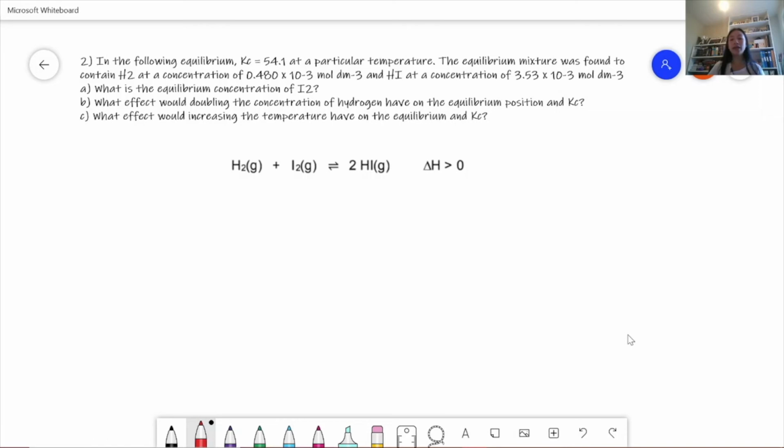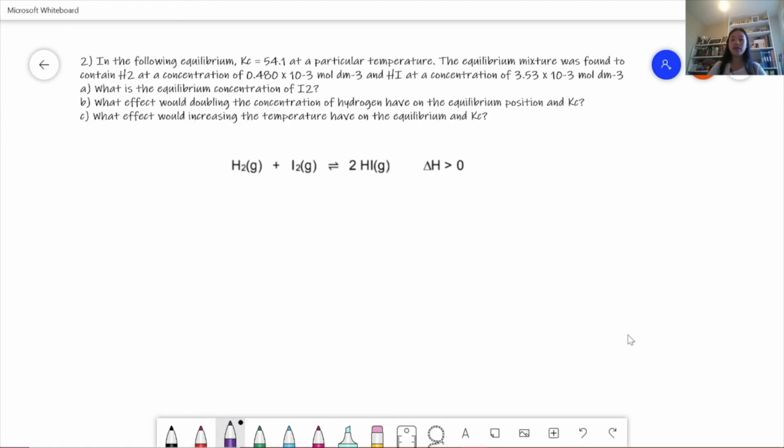So in the following equilibrium, Kc equals 54.1 at a particular temperature. The equilibrium mixture was found to contain hydrogen at a concentration of 0.480 times 10 to the minus 3 moles per decimetre cubed, and hydrogen iodide at a concentration of 3.53 times 10 to the minus 3 moles per decimetre cubed. A asks us, what is the equilibrium concentration of iodine? And so we don't actually need to work out the equilibrium moles because they've already told us them.